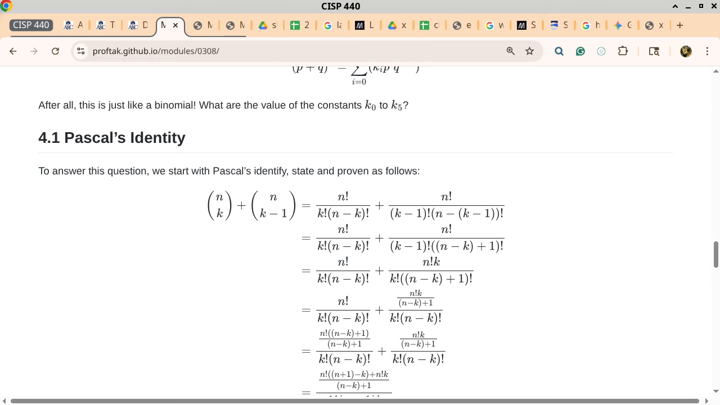Okay. So from the third to the fourth line, it is multiplying the numerator and also the denominator by, let me see, by k itself. Okay. Now this one is tricky. This one is tricky because the numerator is simple. If I multiply n factorial by k, we just get n factorial times k. Okay, that's an easy one.